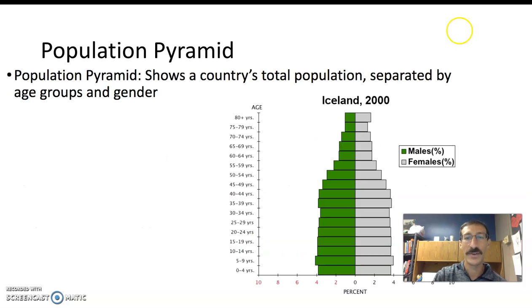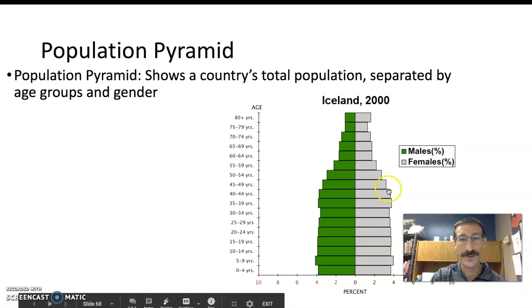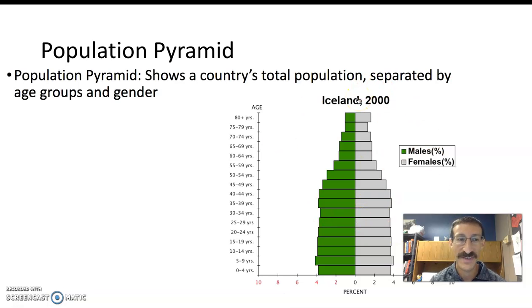All right, so here is a population pyramid. I really enjoy this stuff. A population pyramid shows a country's total population separated by age groups and gender. Typically the men are on the left side, and women, females, are on the right side. And the joke is, why are they always there? Women are always right. But typically in any population pyramid, males are listed on the left, females on the right.